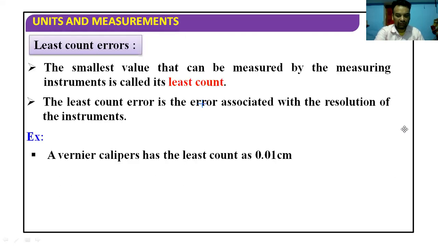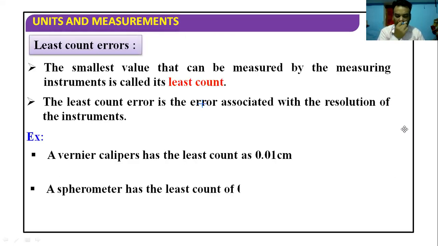So what information are we getting from the least count? Least count means the minimum error that will be present in the vernier caliper is 0.01 centimeter, the minimum error which a vernier can give. Similarly, the minimum error a spherometer can give is 0.001 centimeter. So the meaning of least count is the minimum error which a vernier or a spherometer can give.